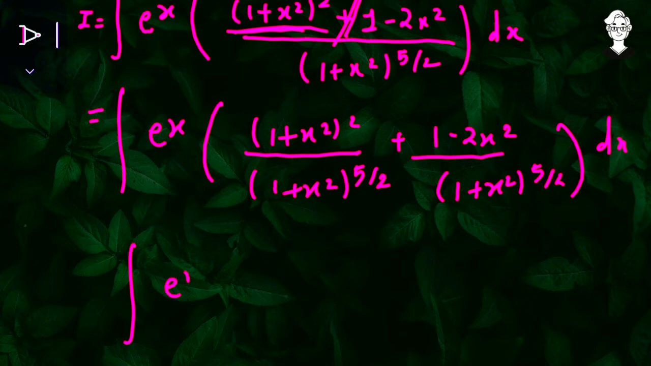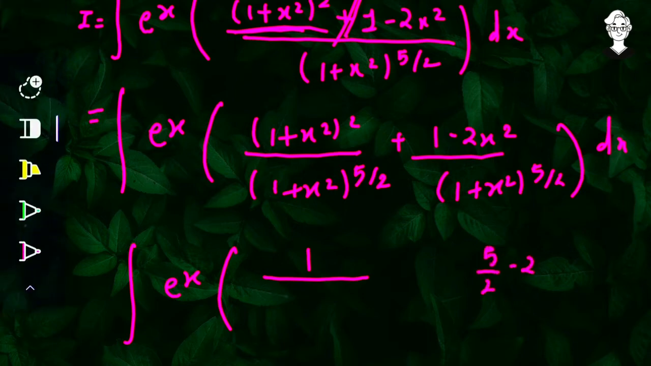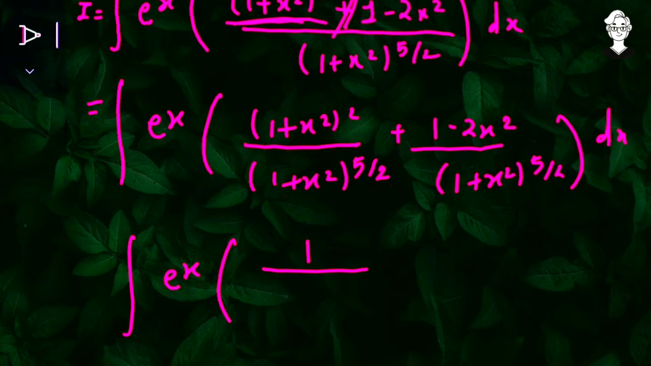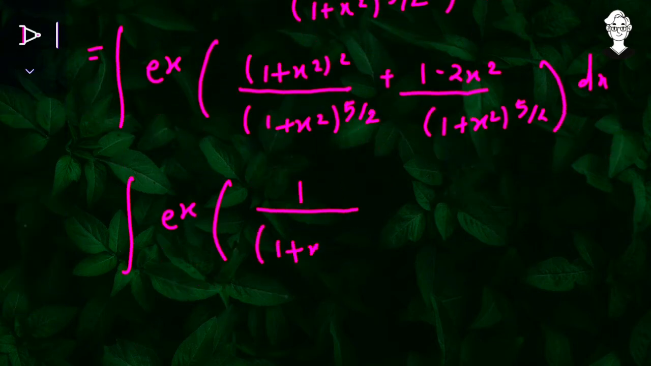So integration of e to the power x as it is. Now it will turn out that 5 upon 2 is there, and I have to subtract 2. So 5 upon 2 minus 2, that is (5 minus 4) upon 2, that is 1 by 2, that's half. So it will form (1 plus x squared) to the power half.